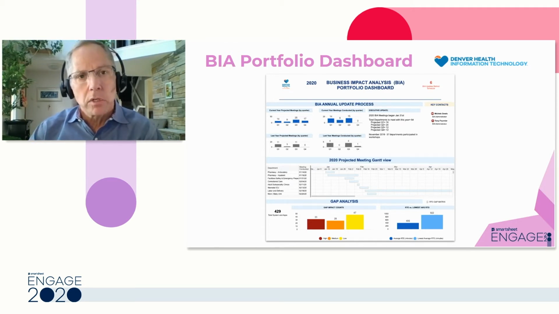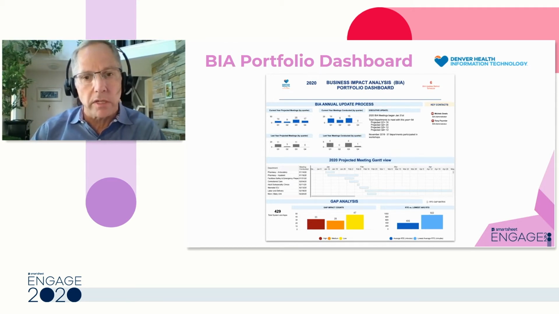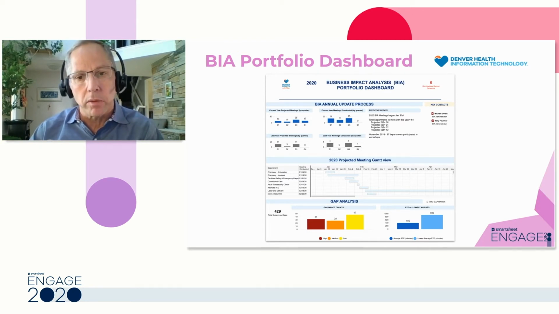As far as, are there any gaps? Does our customer want something that IT is not delivering? And if so, how are we doing on resolving those gaps? So again, lots of different ways, whether it's pie charts or bar charts, to show that.